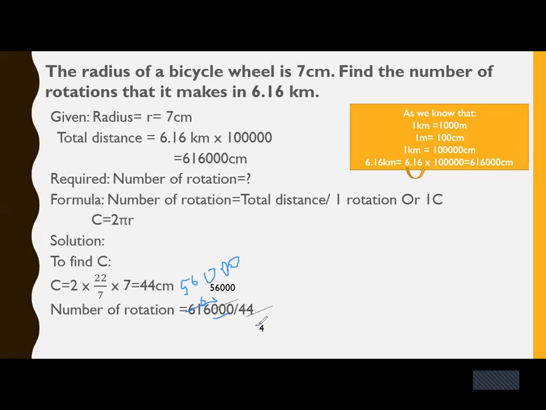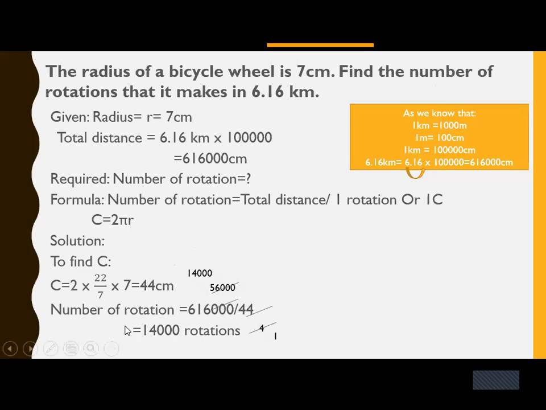Now here 4 ones are 4, and 4 ones are 4. 1 left. 4 fours are 16, and then 3 zeros are left, so we put here 3 zeros. Clear, students? Now look at this simplification. We get 14,000 rotations. Again, the units are not in centimeter. We have to write rotations because centimeter upon centimeter is cancelled.